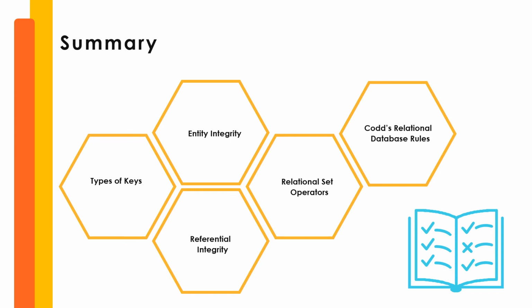In summary, we are able to discuss the following. We have introduced and explained the different types of keys. We have talked about the integrity rules, which are the entity integrity and referential integrity. We have talked about the relational set operators. And finally, we ended with the Codd relational database rules.